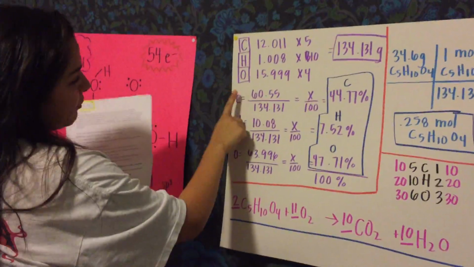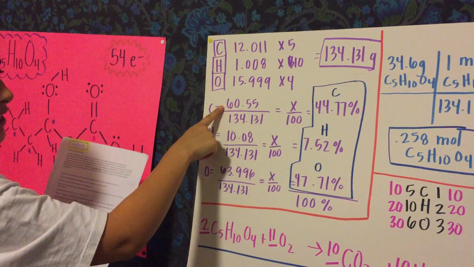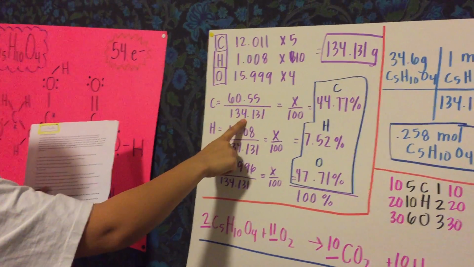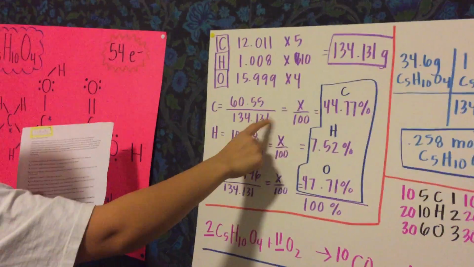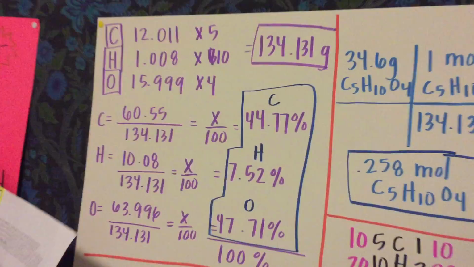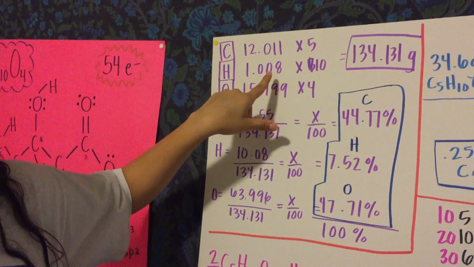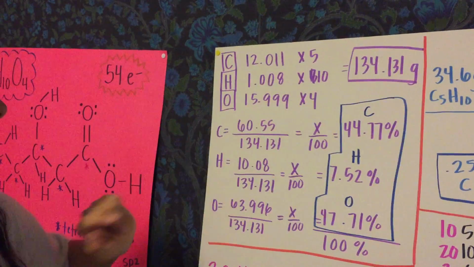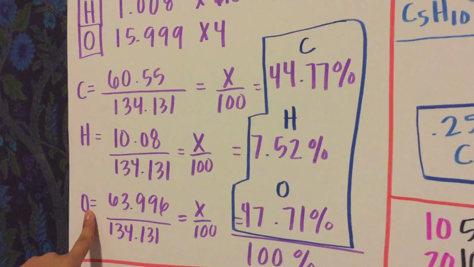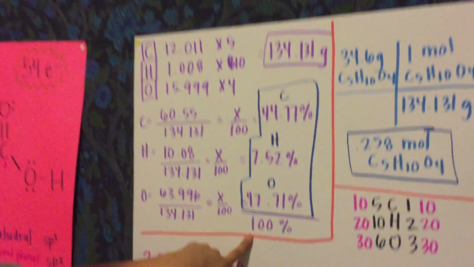And then what I did, for example, for carbon, I took the 12.011 times 5, I got 60.055, and I divided that by our total weight, 134.131, and basically I just cross multiplied all this stuff, and I got 44.77% for carbon. For hydrogen, I did the same, multiplied 1.008 times 10, divided it, all that, got 7.52%. Oxygen, I got 47.71%, and all that added up was a total of 100%.